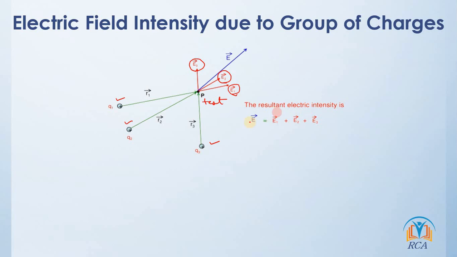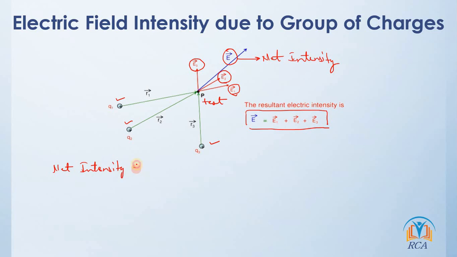Then the resultant electric field intensity is given by superposition of the intensities, and the net intensity E is going to be somewhere along this particular direction. This is going to be your net electric field intensity due to all different charges. Then it's going to be an algebraic sum of all the individual intensities. So it is basically the net intensity.